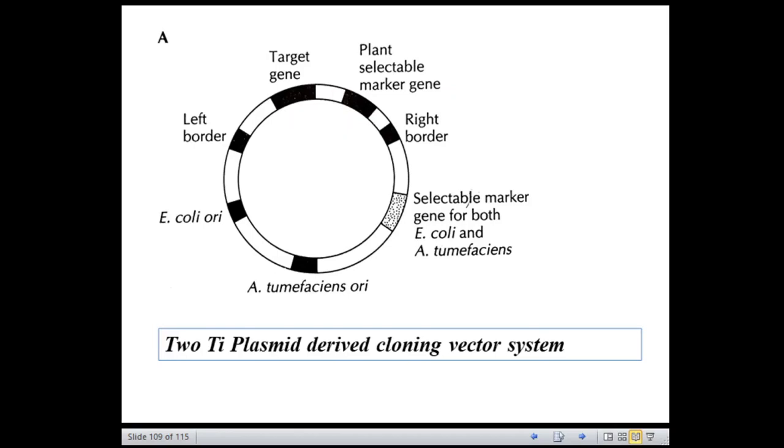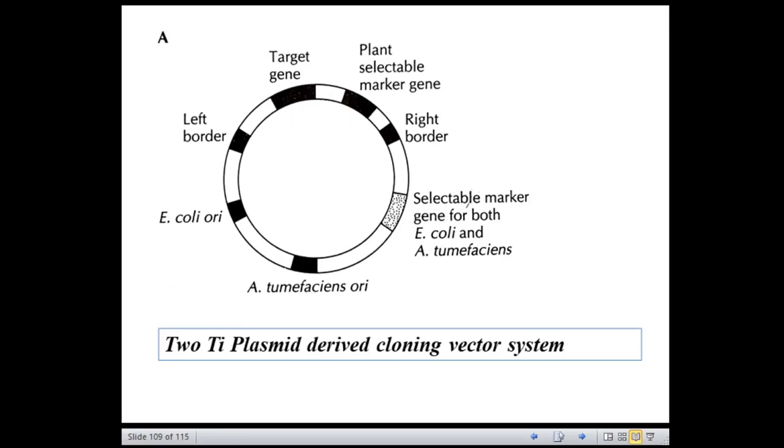And all the cloning steps are carried out in E. coli before the vector is introduced into the Agrobacterium tumefaciens. So this system contains both E. coli and Agrobacterium tumefaciens origins of DNA replication, but no virulence genes. And all the cloning steps are carried out in E. coli before the vector is introduced into the Agrobacterium tumefaciens.